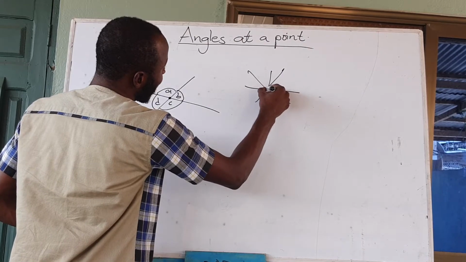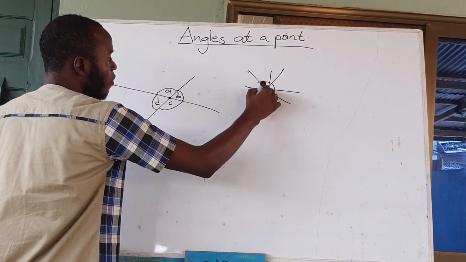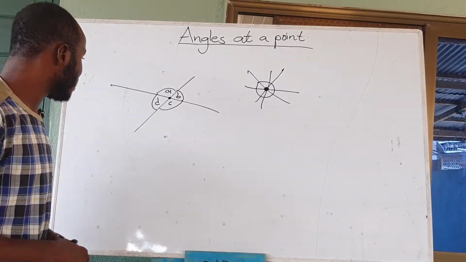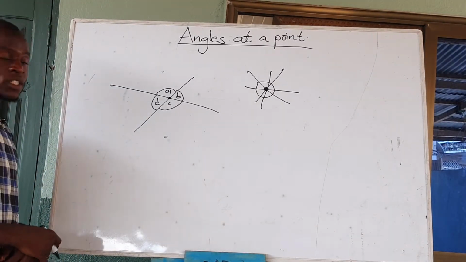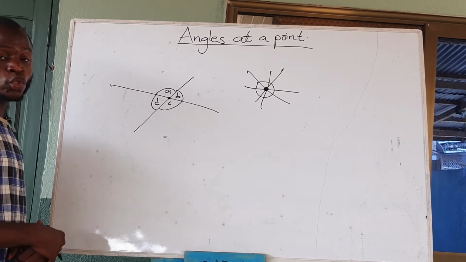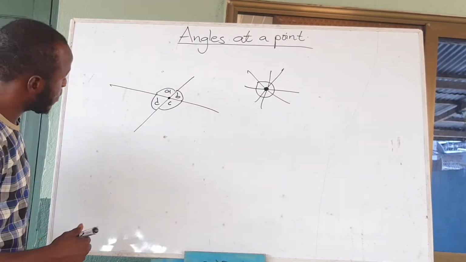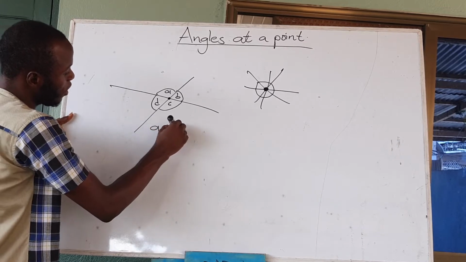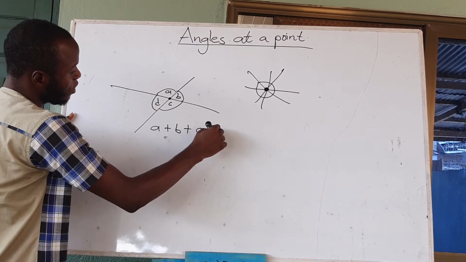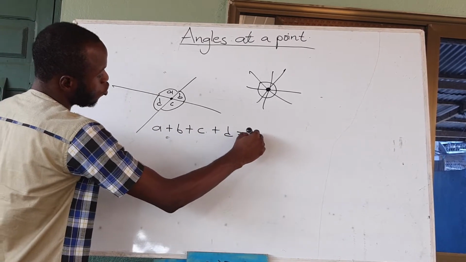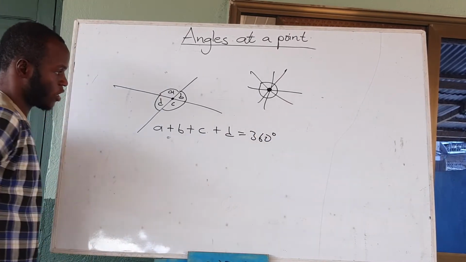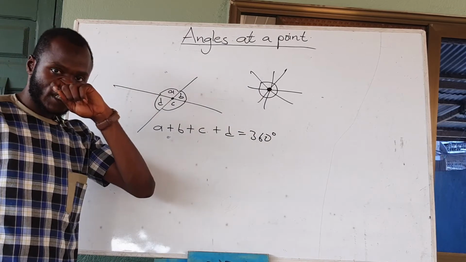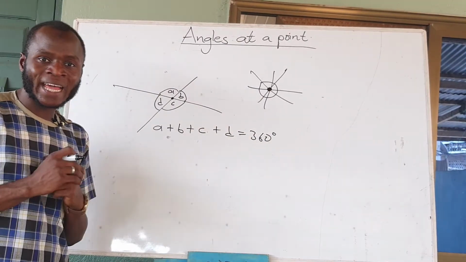So far as all the lines meet at this point, all the angles that are formed around that point are angles at a point. Mathematically, when you add all of the angles, you should obtain 360. So if I sum angle A, angle B, angle C, and angle D, what I should get is 360 degrees. So angles at a point add up to 360.